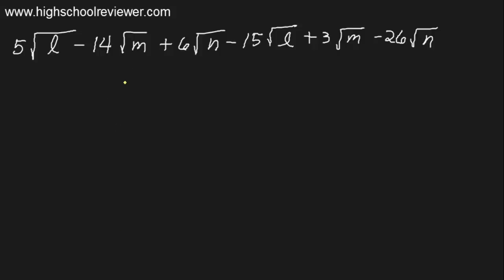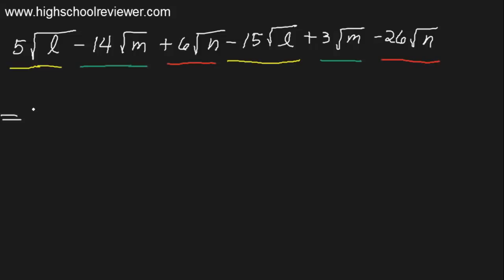Okay, so we have here 3 radicands. So we have L, so 5 square root of L. This is one expression, and we can combine that with negative 15 square root of L. So they have the same radicand, which is L. So our next radicand is M. So we can combine negative 14 square root of M and positive 3 square root of M. Our third radicand is N. So we can combine positive 6 square root of N and negative 26 square root of N.